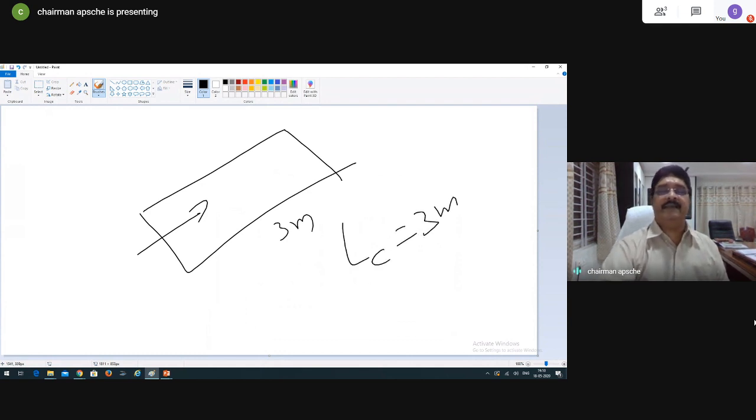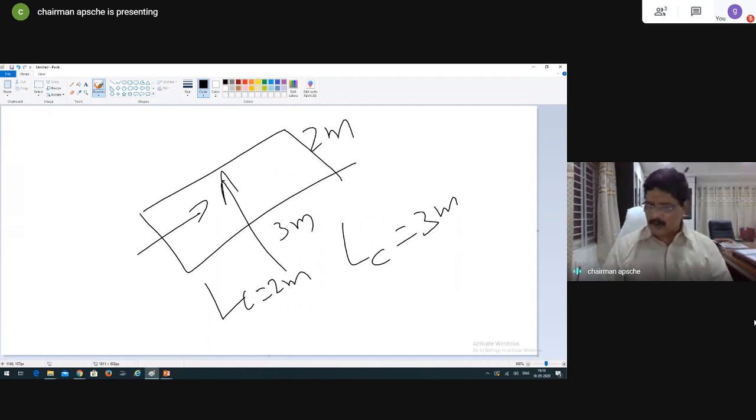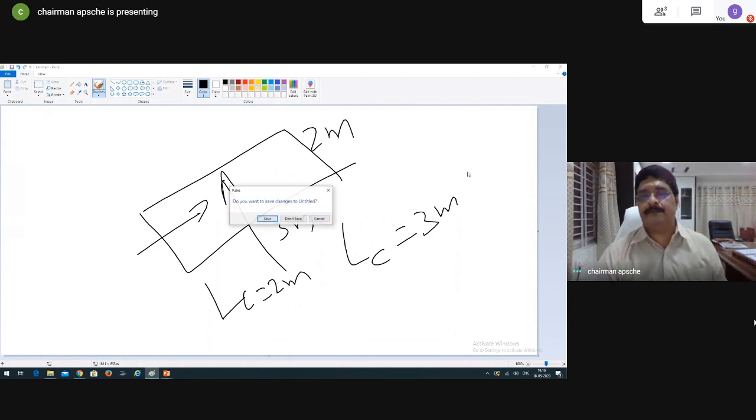When you are calculating here, anywhere else, what is the X value? If the fluid flow is happening in this direction, then your LC will be equal to 2 meters. So it's always the length of the plate along the fluid flow direction. If it is flowing in this direction, it is 3 meters. If it is flowing in this direction, it is 2 meters. Please don't get confused.